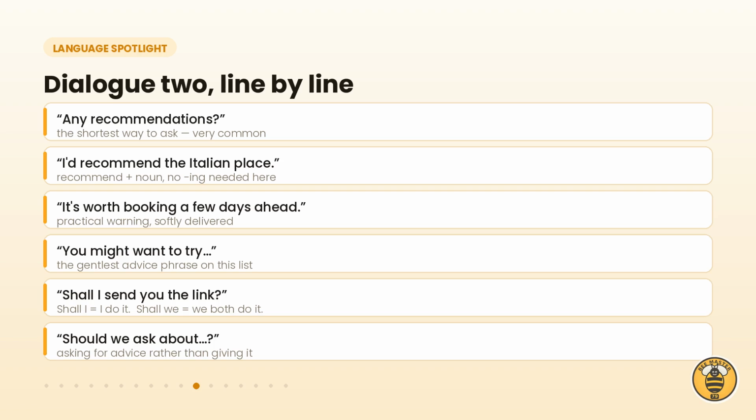Then the important pair. Shall I send you the link means I will do it. Shall we go means we both do it together. Learners mix those two up constantly. And finally, should we ask about dietary options? Maya is asking for advice rather than giving it.